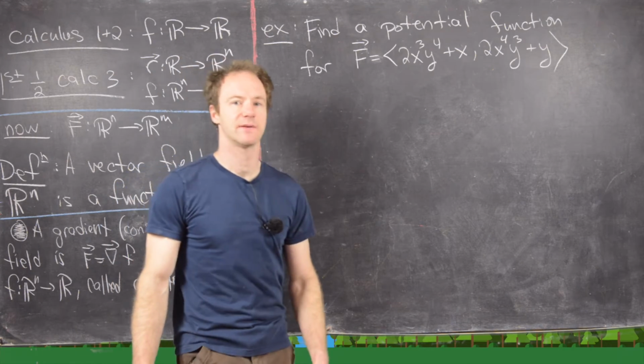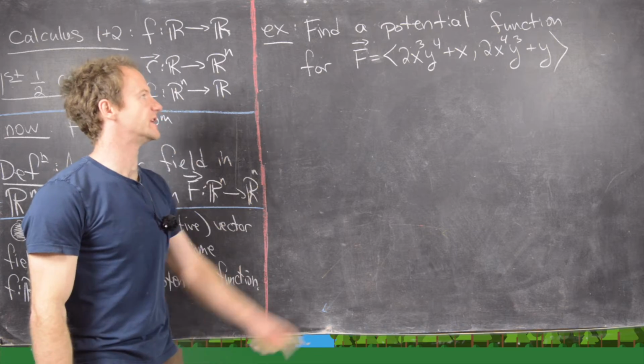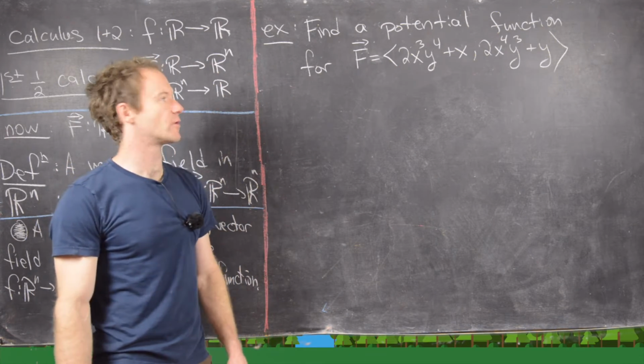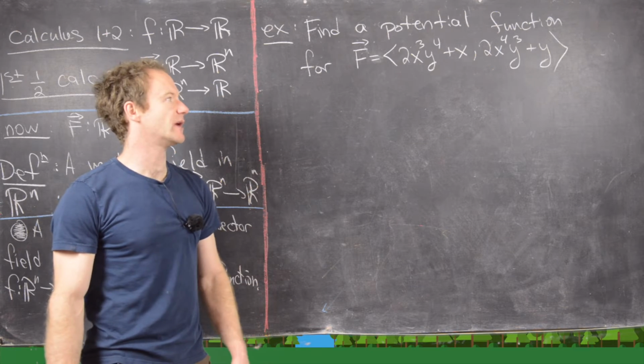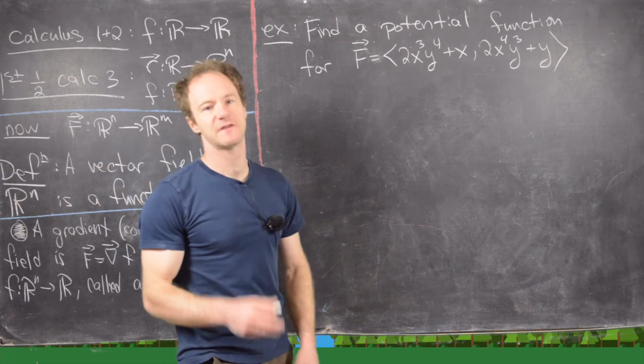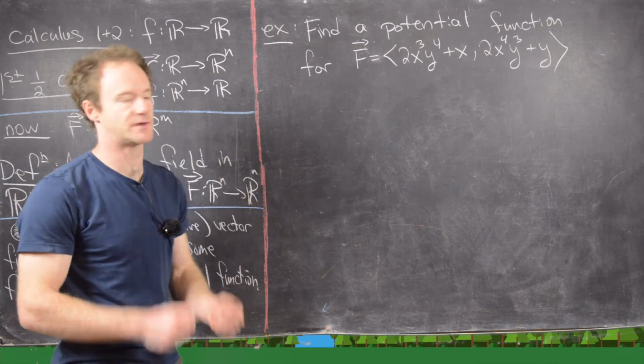Okay, for this next example, we're going to find a potential function. So the vector field that we want to work with is this one given by 2x cubed y to the fourth plus x, and then 2x to the fourth y cubed plus y. So we'll see that this is a conservative vector field. Otherwise, it would be impossible to find a potential function.